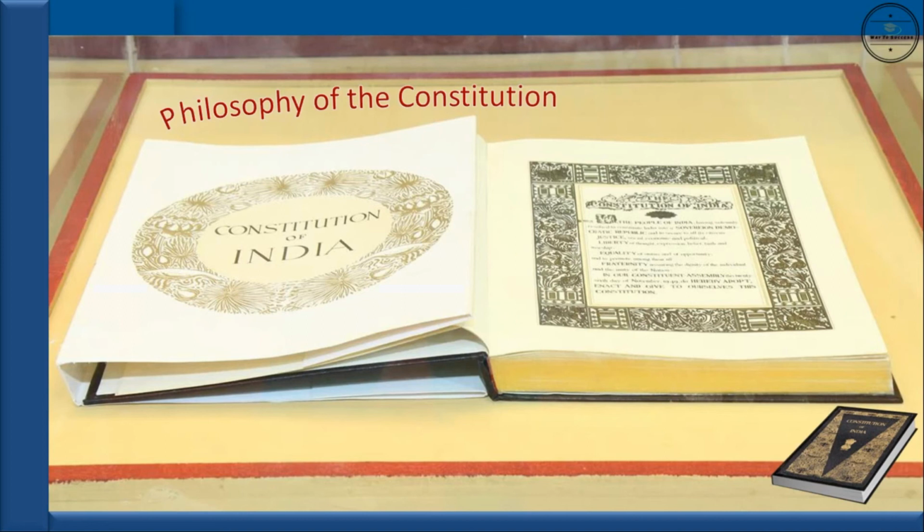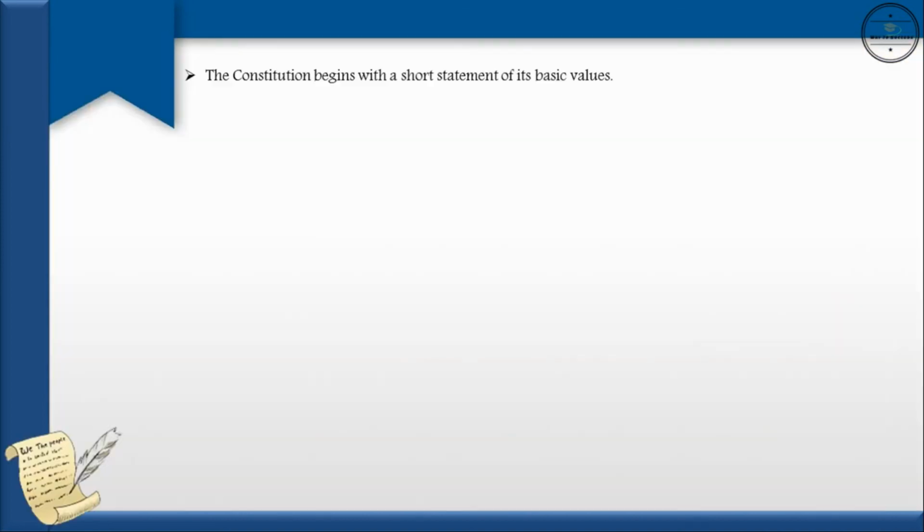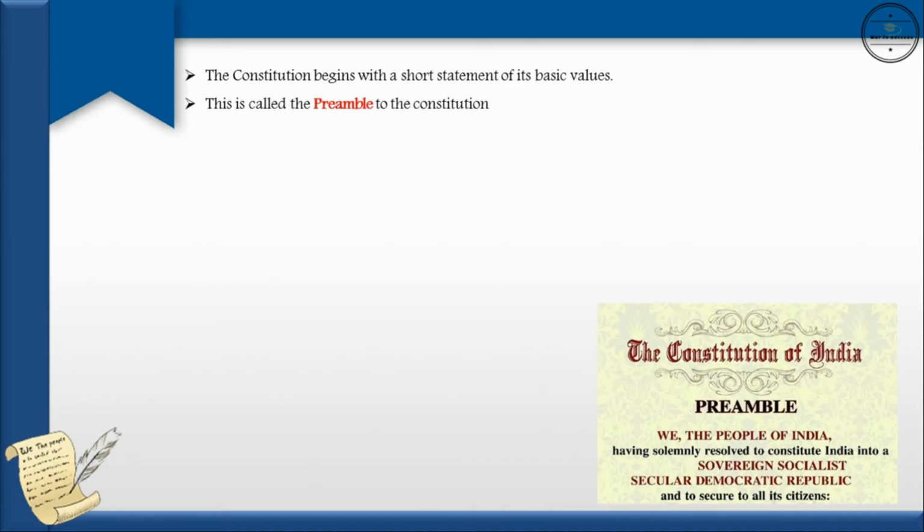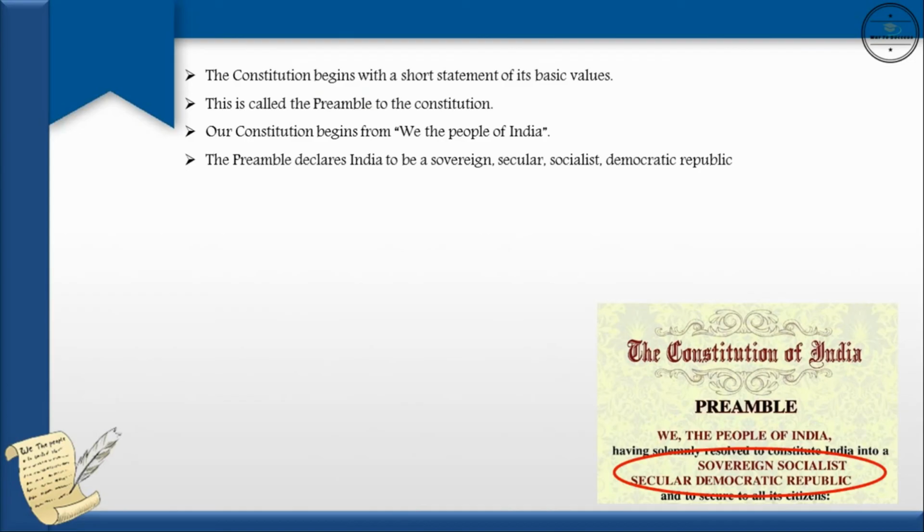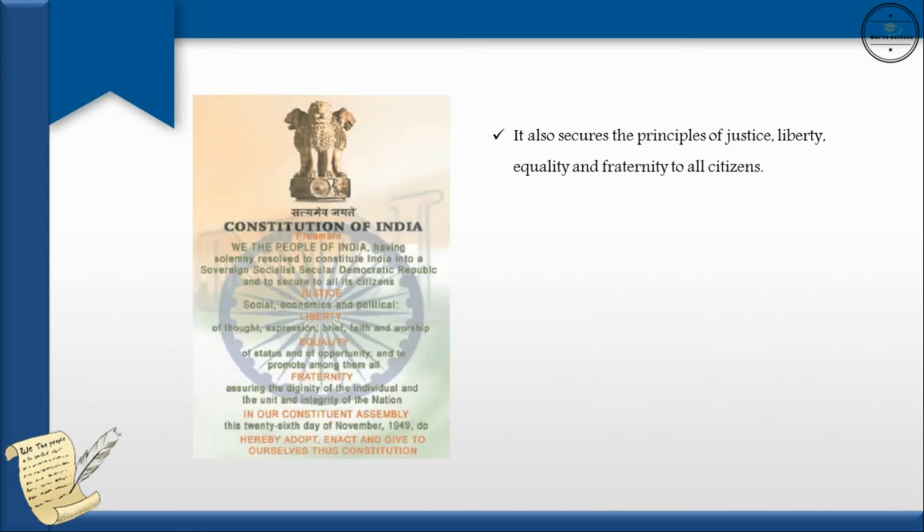Philosophy of the Constitution. The Constitution begins with a short statement of its basic values. This is called the Preamble to the Constitution. Our Constitution begins from "We the people of India." The Preamble declares India to be a sovereign, socialist, secular, democratic republic. It also secures the principle of justice, liberty, equality, and fraternity to all citizens. The Preamble is the soul of the Indian Constitution.